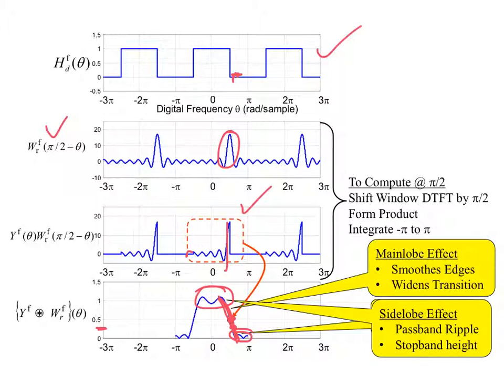Now remember, by the very nature of this, when we go to these other windows, they have a wider main lobe, but much better side lobe behavior. So we are actually going to see a worsening of that transition, but a much better side lobe behavior. And if you remember, we saw that the worst case ripple does not get better as the length of the filter goes up.